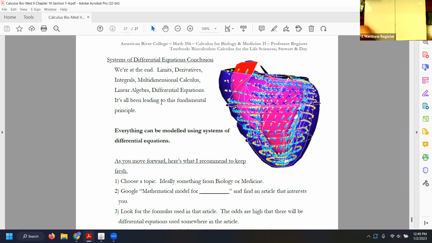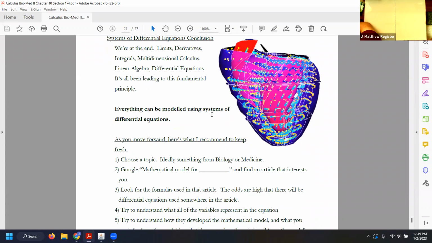Limits, derivatives, integrals, multidimensional calculus, linear algebra, differential equations. It's all been leading to this fundamental principle: everything can be modeled using systems of differential equations. That's really the big takeaway from this course. There are other tools at your disposal, such as partial differential equations, and we can model multidimensional things using matrices. If you're talking about a discrete thing, we have the tools for that, which come from matrices or even just individual discrete models. We have a lot of tools at our disposal now.